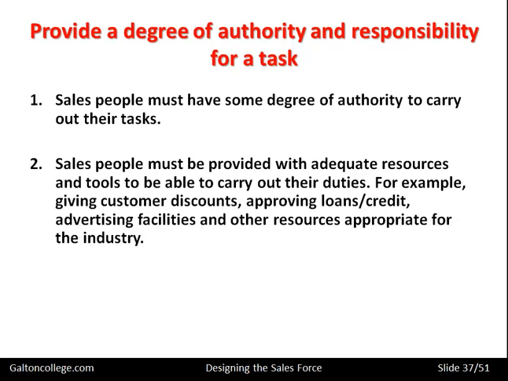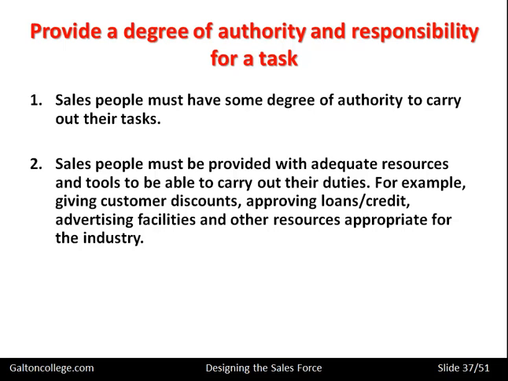They must have adequate resources and tools to be able to carry out their duties. So they may be given the discretion to offer customer discounts, or approving loans or credits, so they must have some flexibility. They must be able to negotiate. Now, obviously, it depends on the product, the size of the product, or the value of the product. It depends on the size of the contract. But if it's a large contract, they may be given some possibility of negotiations, some percentage they're able to knock off the price, or they're able to do something to the advantage of the customer.